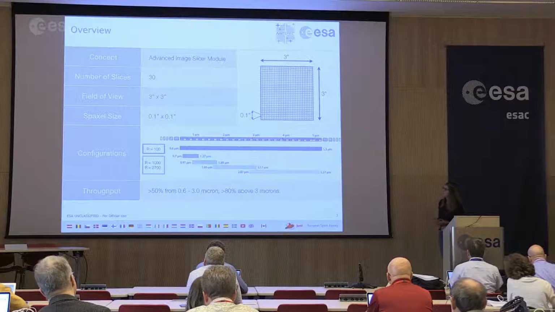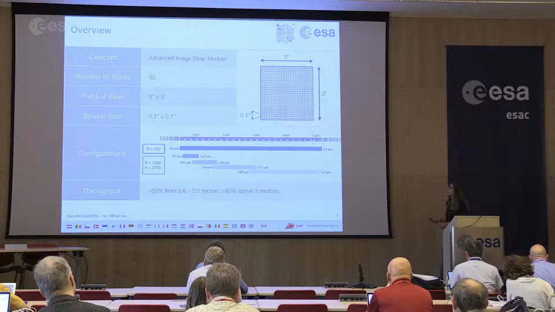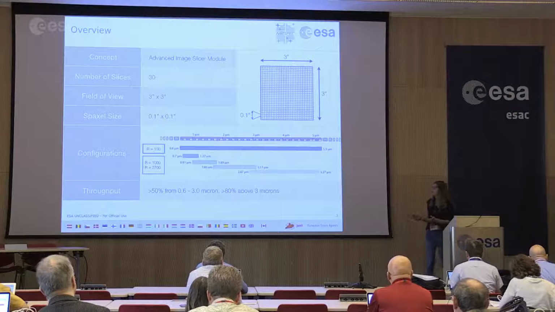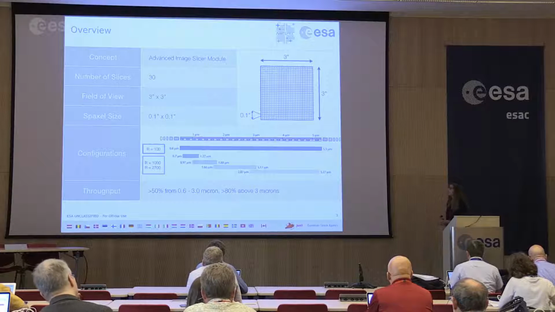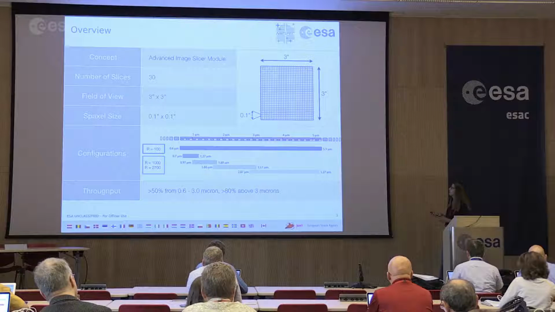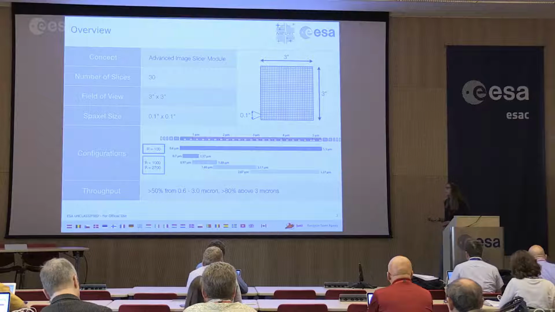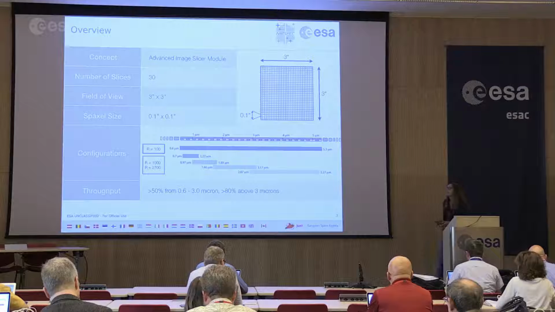Then the configuration is the same as for the other modes in NIRSpec. You can have a very low resolution, but therefore the entire wavelength range with the prism. And then you can have the two different modes with the medium resolution and the high resolution gratings. So this is just as a reminder. It works the same as for the MOS and the fixed slits. And this is our throughput. It goes pretty high up, above 3 microns. And below 3 microns, we are always above 50%.